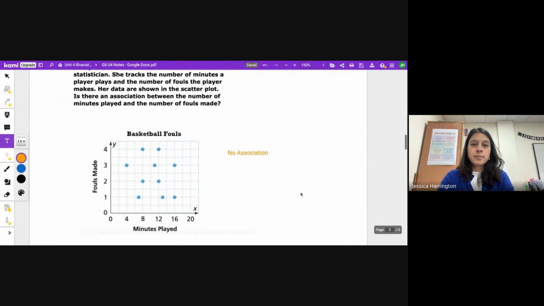So essentially, what does that mean? There's no relationship between the number of minutes played and how many fouls you make. Those 2 things, for some reason, don't impact each other. All right, so that's the end of the notes for 4-1.